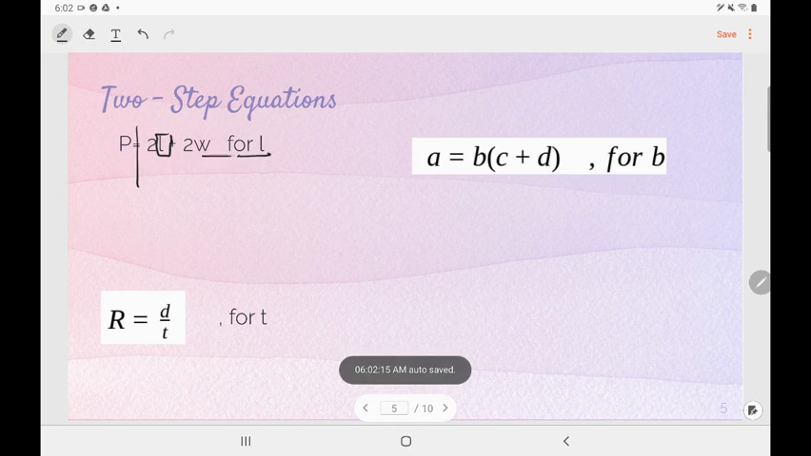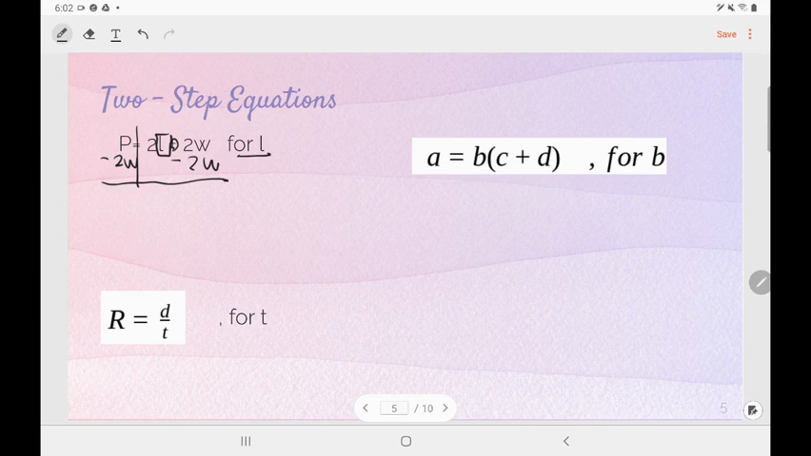I need to get rid of 2w. Now, I'm not going to get rid of them separately because they are their own term, and I get rid of terms together. I am going to do the opposite of however it is being combined to L. It is being combined to L with addition, so I'm going to subtract 2w. And that results in p minus 2w is equal to 2l.